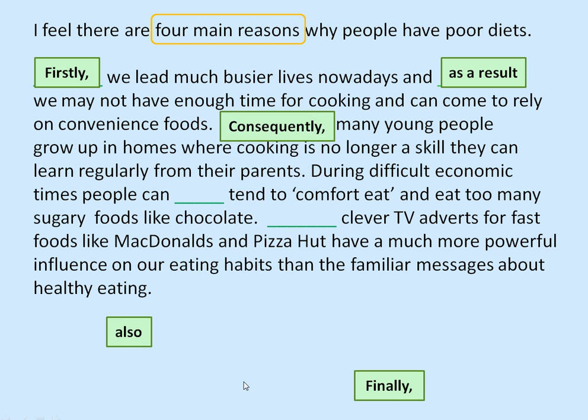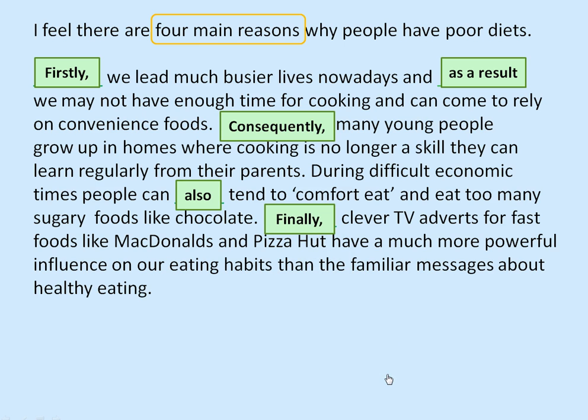Consequently, so we use that connective to start the next sentence, many young people grow up in homes where cooking is no longer a skill where they can learn regularly from their parents. During difficult economic times, people can also tend to comfort eat. You see how that little connective there just links the ideas together in a neat way. Finally, clever TV adverts for fast foods like McDonald's and Pizza Hut have a much more powerful influence on our eating habits than the familiar messages about healthy eating. So we can see there how connectives are used there to link ideas in that paragraph.